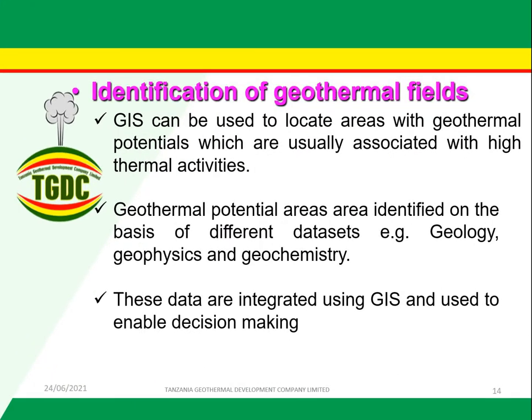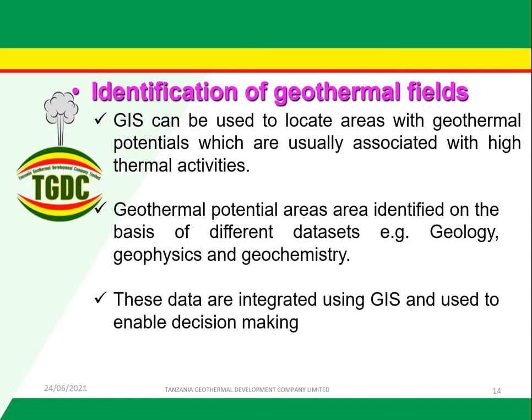Starting with the identification of geothermal fields, GIS can be used to locate areas with geothermal potentials, which are usually associated with high thermal activities. Geothermal potential areas are identified on the basis of different datasets, that is the 3Gs: geology, geophysics, and geochemistry. These data are integrated using GIS and used to enable decision making.